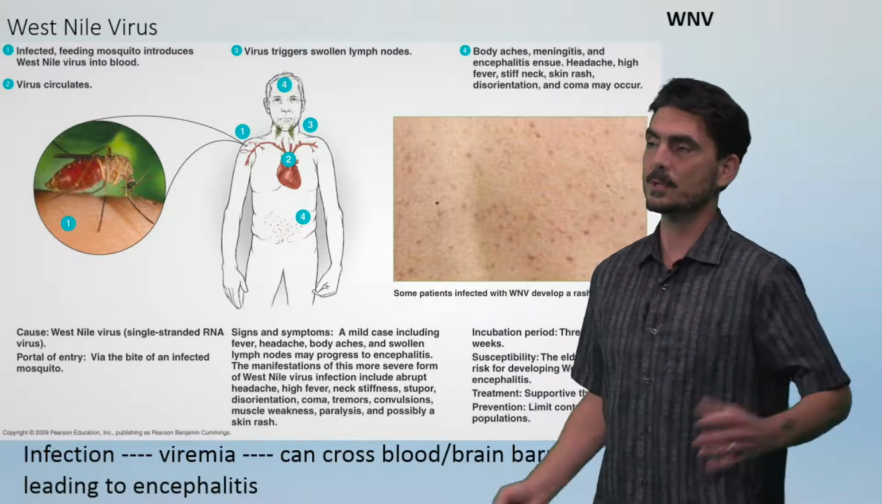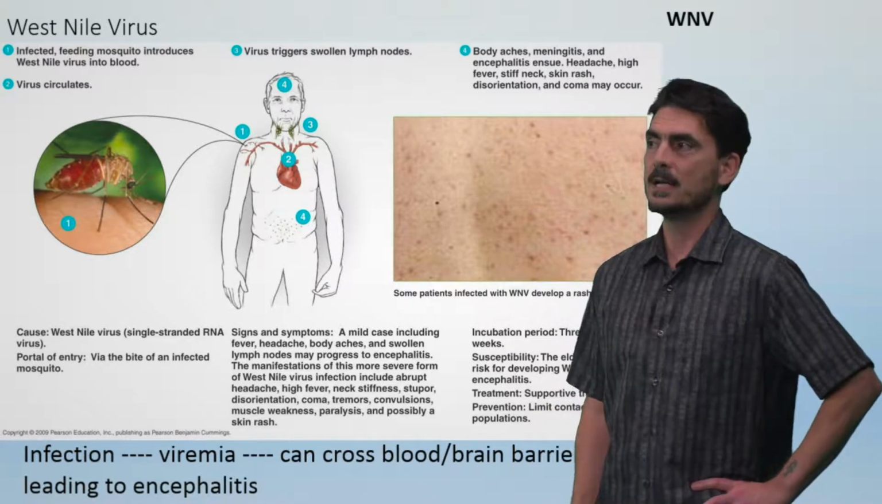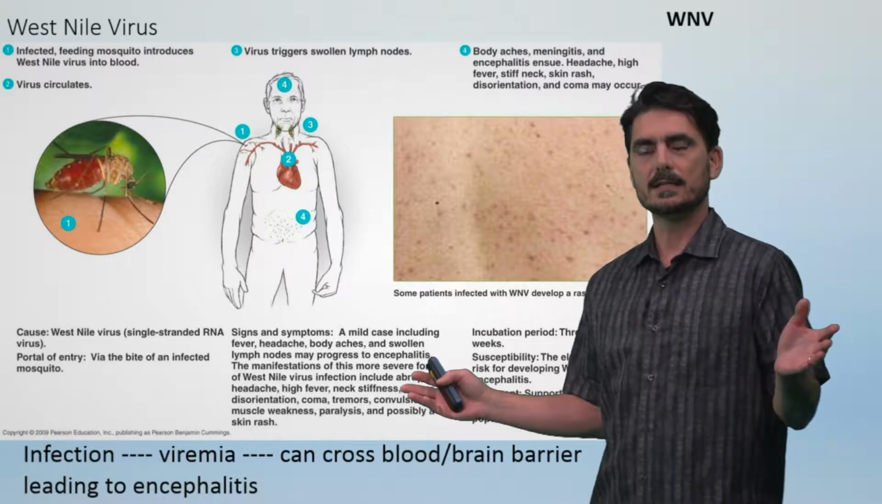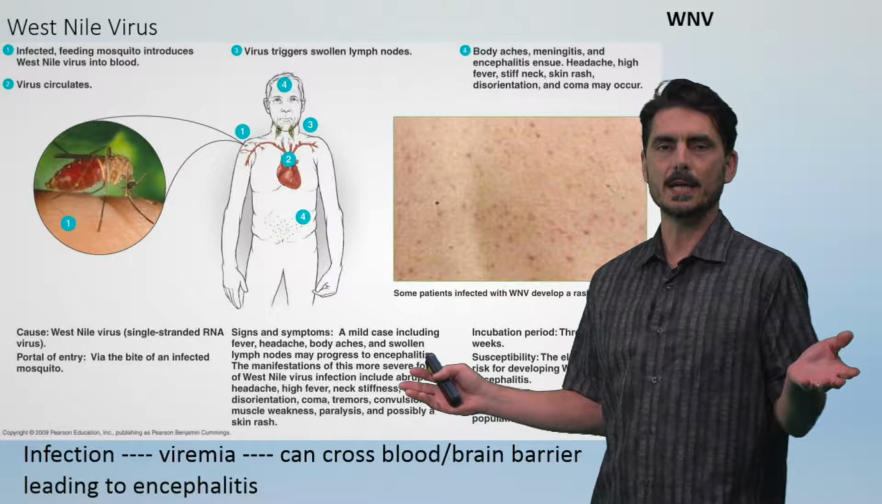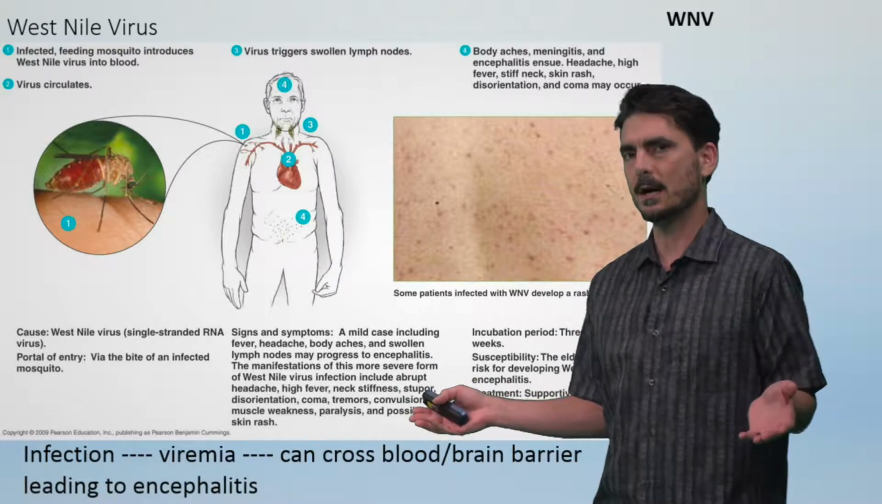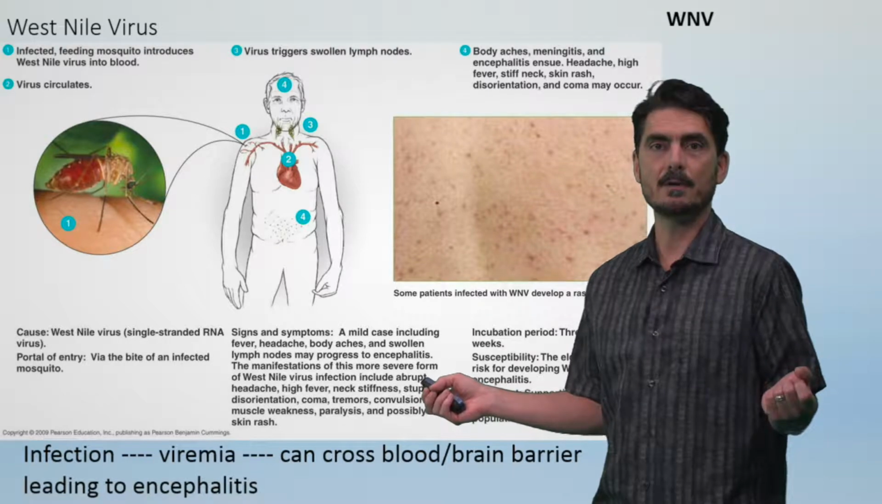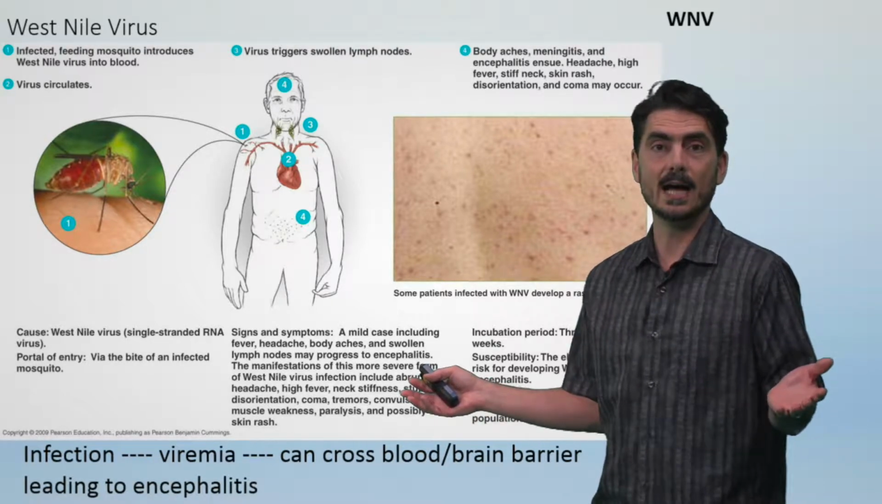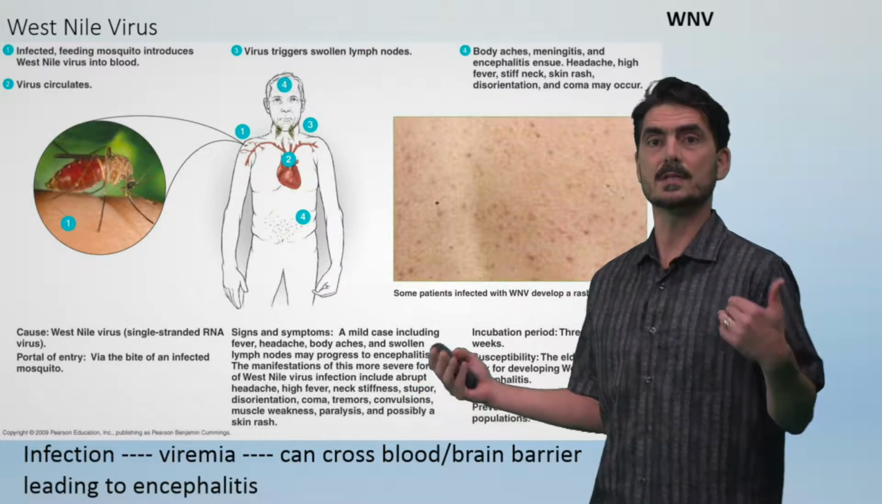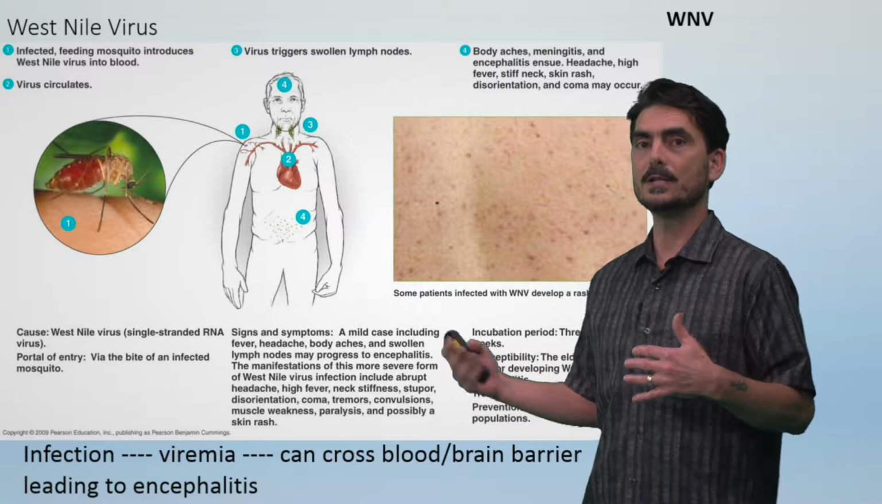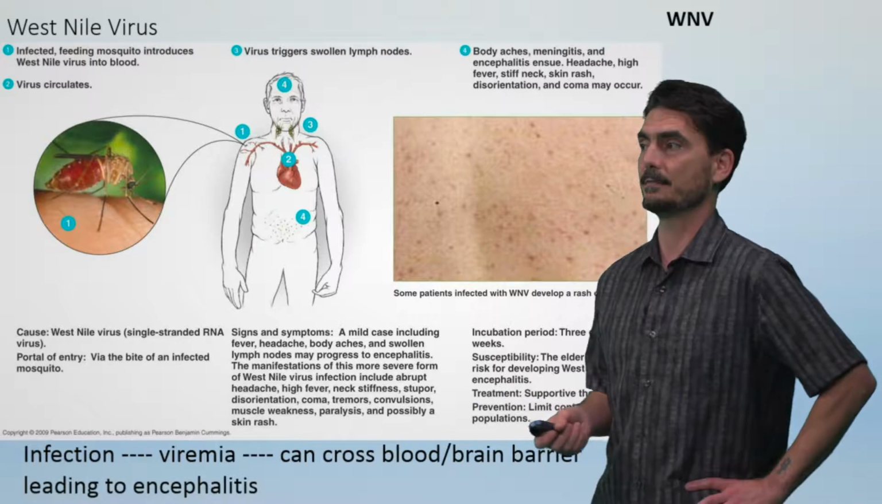So West Nile virus, which is not a chuckling matter, is found in all states of the United States. It's very widespread. It is, again, transmitted by mosquitoes. The majority of people that get infected with West Nile virus exhibit no signs or symptoms. So the immune system clears it out, and there's no problem. But it can lead all the way to, for example, encephalitis.